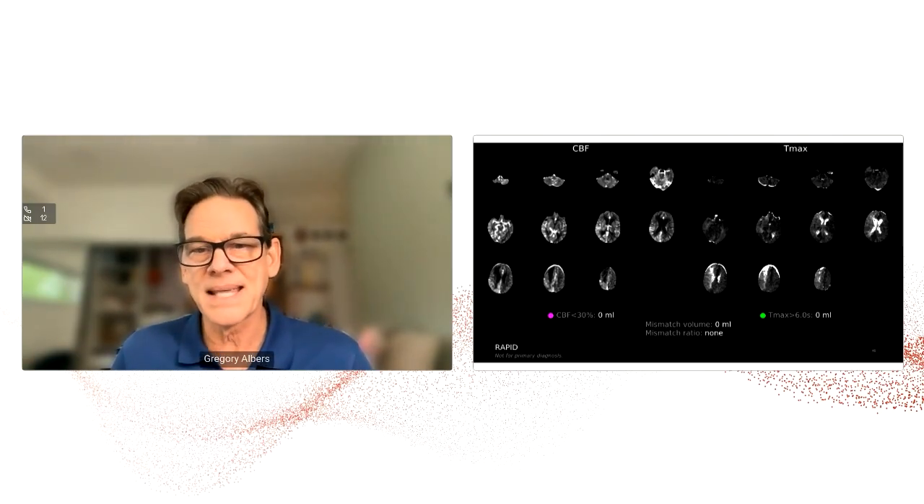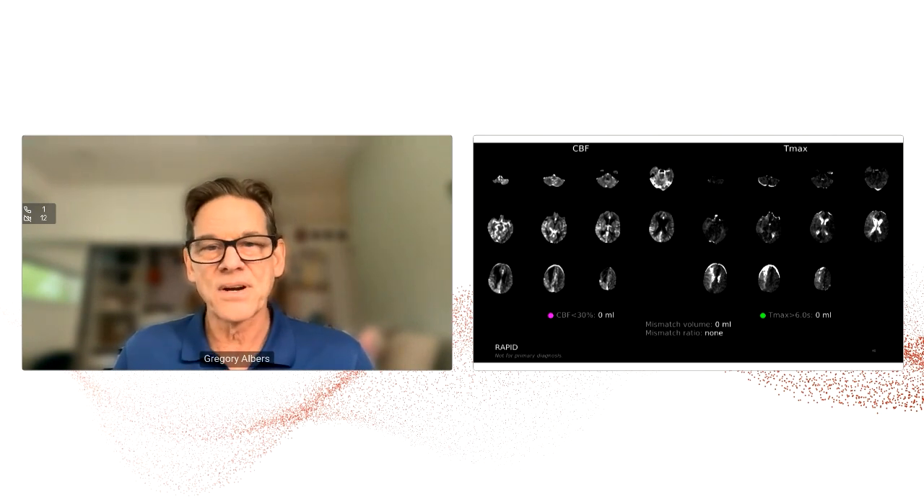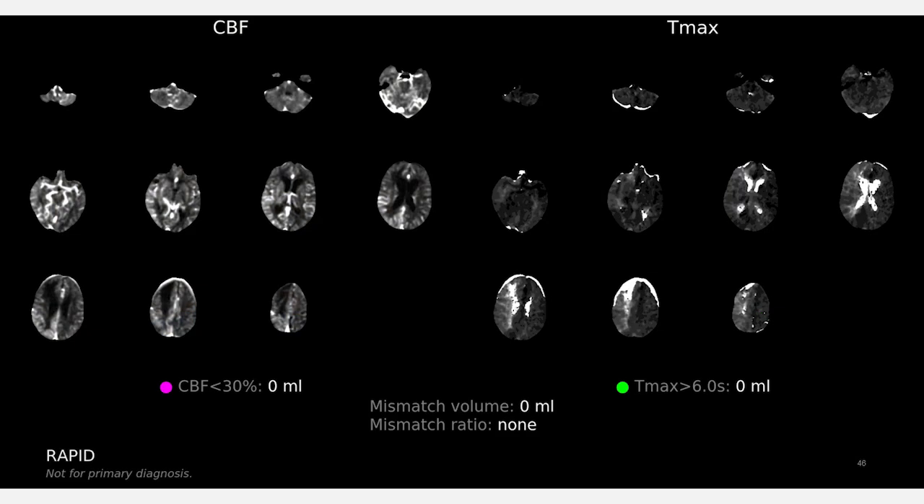So if there's no green or no pink, that doesn't mean you should ignore the map, because these are grayscale images. And if we start over on the right with the Tmax maps, what you can see is that there are some areas that are very bright white, and there's some areas that are dark. So, for example, the ventricles are bright white. Bright white means the contrast never got there. Obviously, there's no blood flow to the ventricles, so the contrast never gets there. Areas that are bright outside of the ventricles also mean that there's a delay.